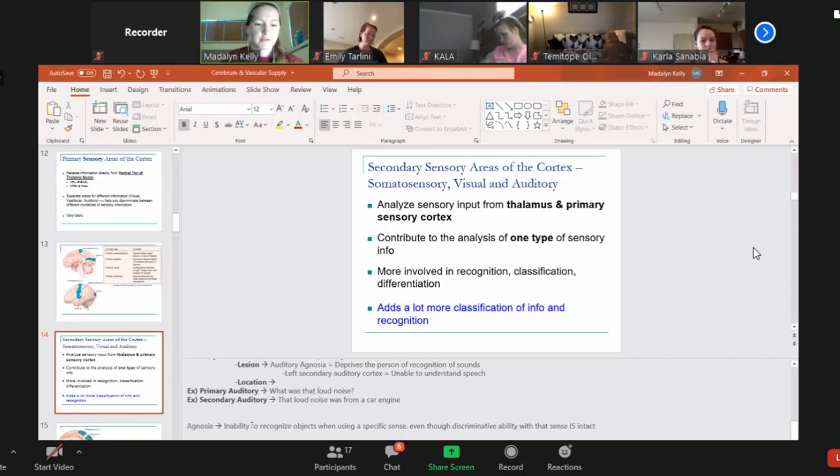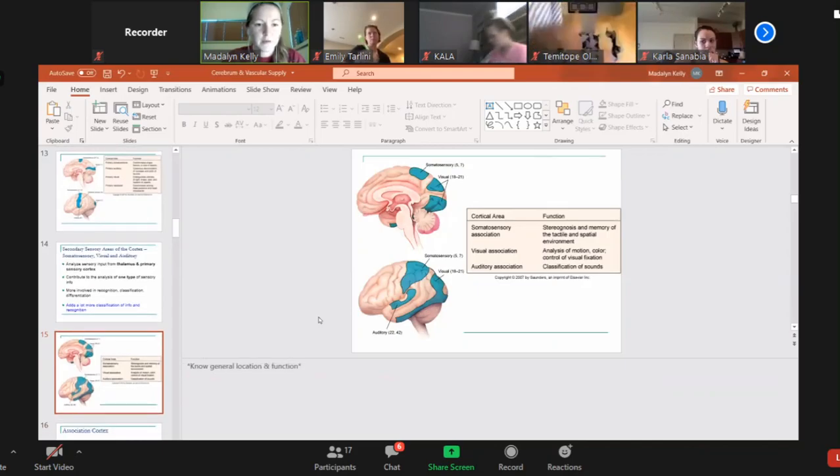This is just kind of describing, I put in the definition of what agnosia is. And then this was in the book. She didn't really touch on it. Prosopagnosia is being unable to visually identify people's faces. That's just a highly specific type of visual agnosia. Those, you need to know the general location and the function, but you don't need to know the numbers.